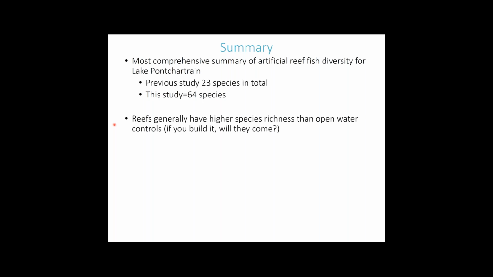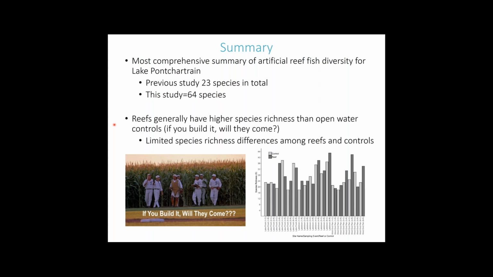Reefs generally have higher species richness than open water controls, but not necessarily. Again, if you build it, will they come? For the most part, they are higher, but not always. And statistically, there was no difference between open water controls and reef structures.